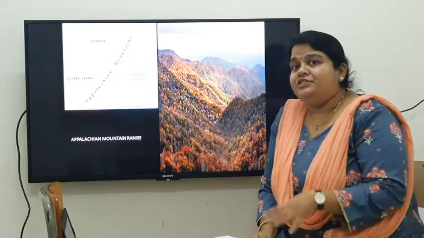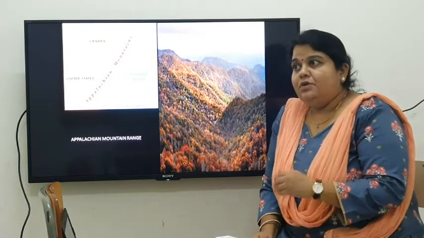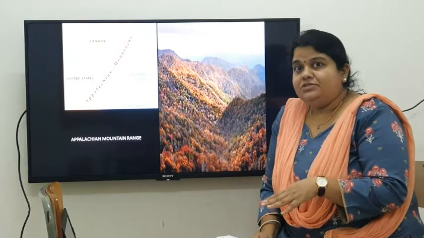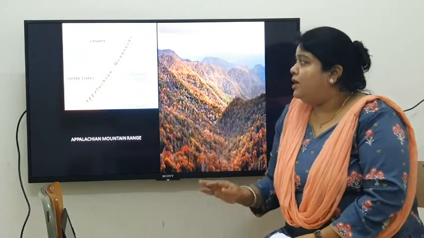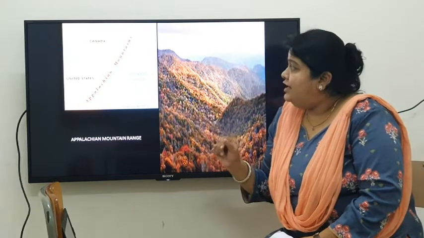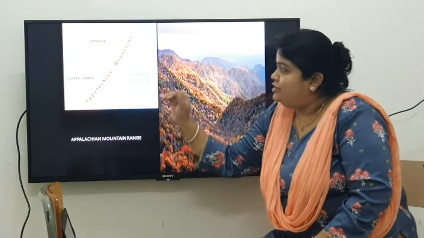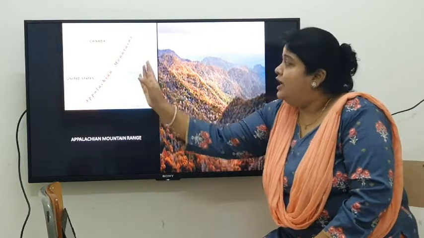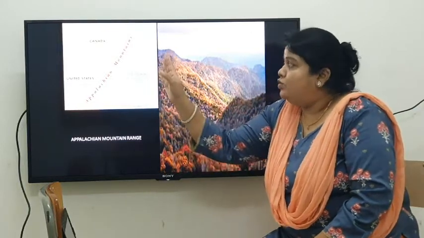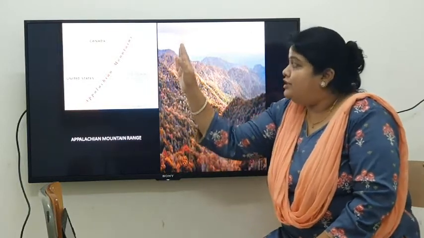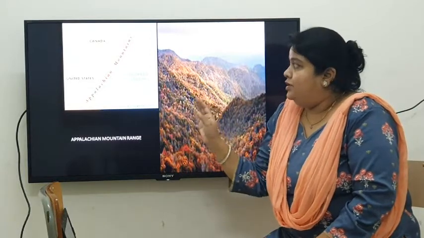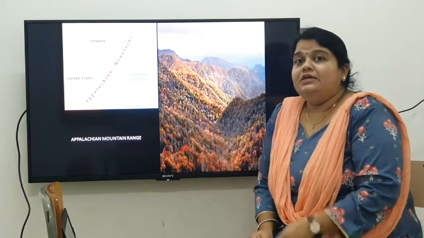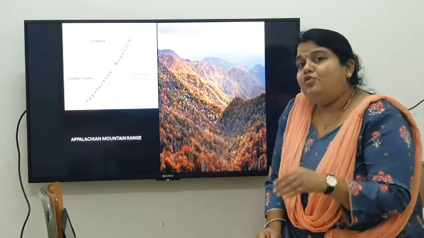Height-wise, the average height is 1,500 meters, but it does not exceed 2,200 meters or so. When we are talking about height as such, its height varies from west to east. So the western part of the Appalachian Mountain Range is on the higher side, and in the eastern part, the height goes on reducing, so the slope is moving towards the eastern part. Towards the eastern part, along with the slope decreasing, there is the presence of piedmont plateaus.